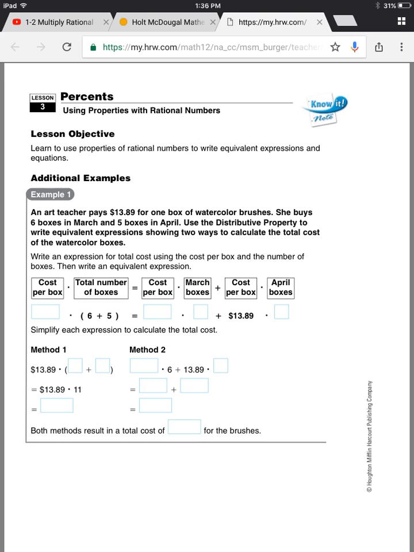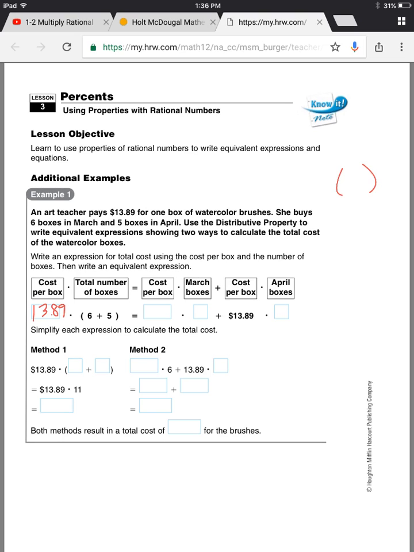Now, we talked about distributive property in the second lesson of chapter 1. And remember, it's using parentheses to make it easier to do mental math, because you make your problem easier to multiply and then add together. Okay? So we have the cost per box. It wasn't on sale either month, so it was always $13.89.